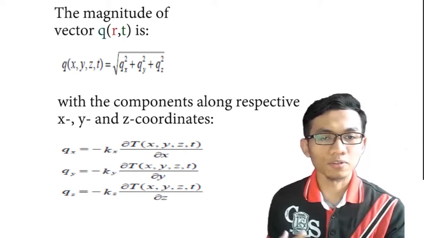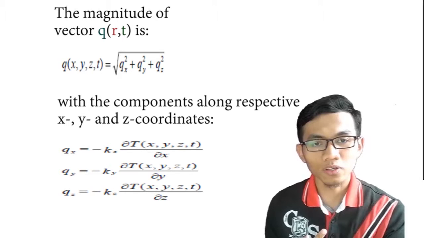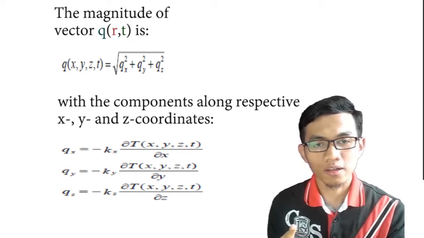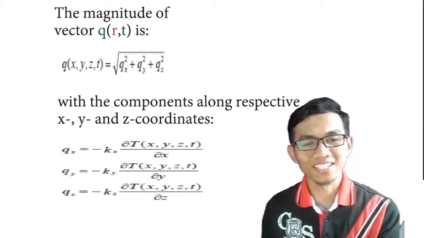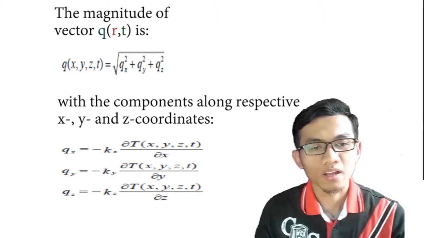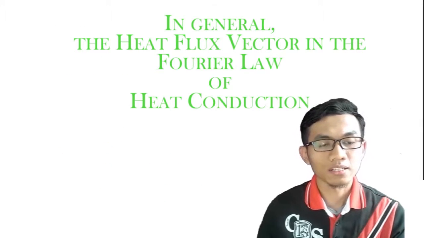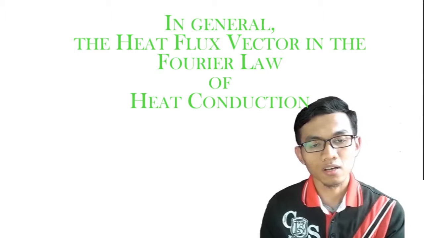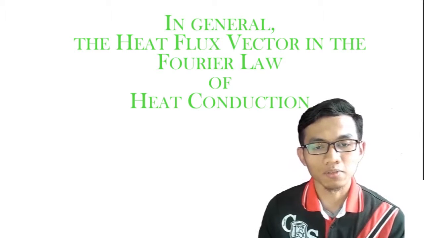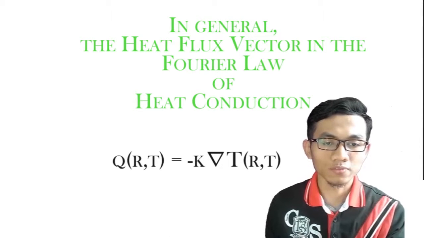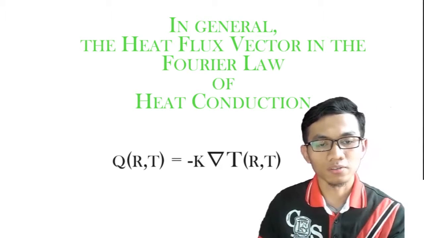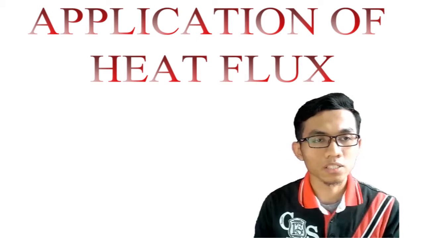As you can see from the formula, if we want to calculate each component, Qx, Qy, Qz, we can use this formula. So in general, the heat flux vector in Fourier's law of heat conduction can be expressed as Q is equal to negative K times the gradient of temperature. Okay, now I want to explain some applications of heat flux.